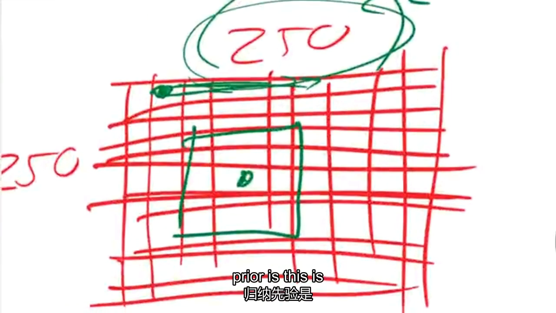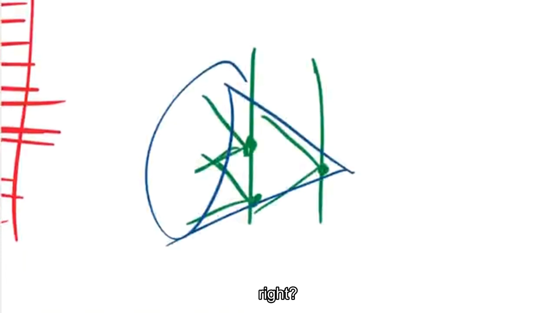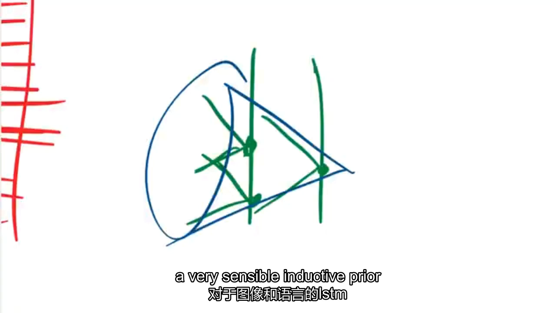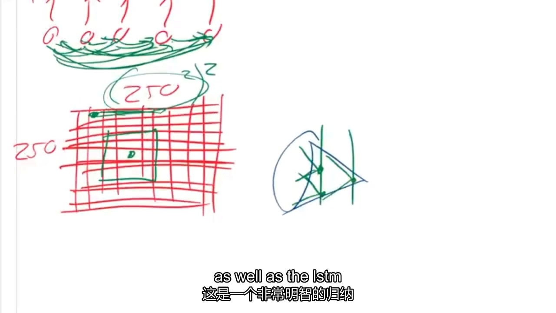And the good inductive prior is that probably what one pixel cares about is its immediate neighborhood. And then what that neighborhood as a whole cares about is its immediate neighborhood, right? So that's sort of how we look at images. Like you integrate over small regions and then you connect the regions to each other and so on. So this is a very sensible inductive prior for images, as well as the LSTM for language.